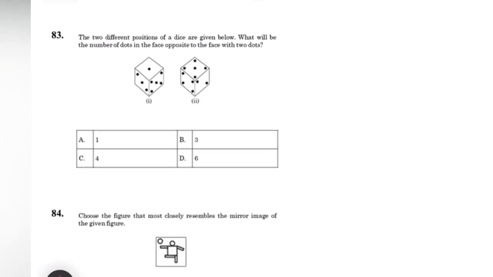Question number 83. The two different positions of a dice are given below. What will be the number of dots in the face opposite to the face with two dots? Answer is option B, 3.